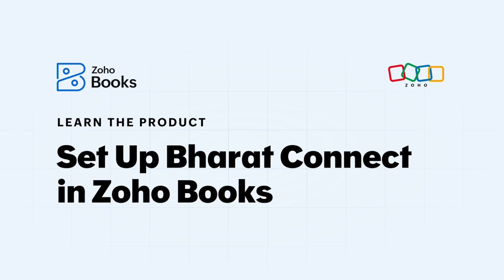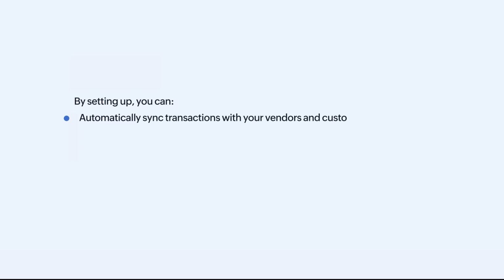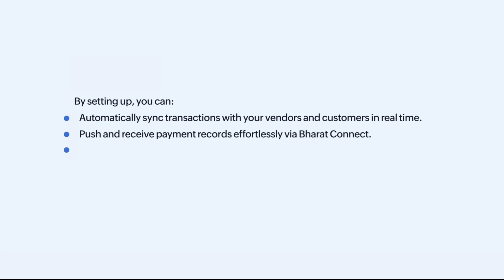In this video, let's see how you can set up Bharat Connect in Zoho Books. The Bharat Connect solution in Zoho Books serves as an interoperable platform that brings together buyers and sellers, allowing them to exchange transaction data digitally and in real time. By setting up, you can automatically sync transactions with your vendors and customers in real time, push and receive payment records effortlessly via Bharat Connect, reconcile payments automatically, saving time and reducing errors.